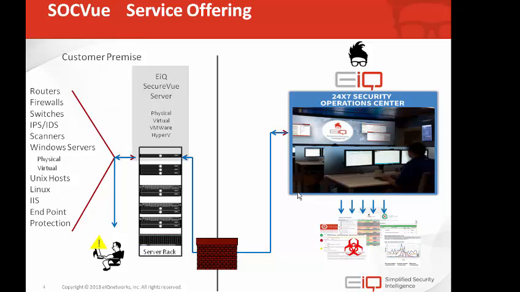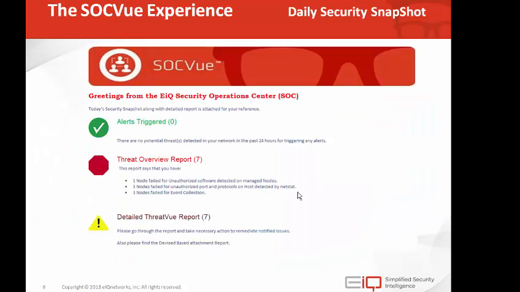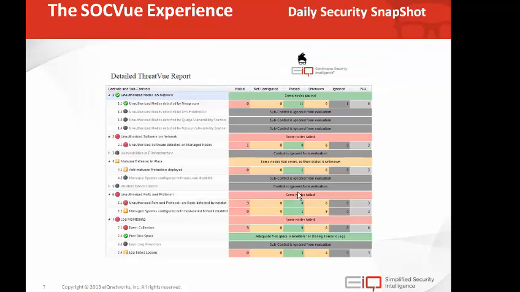So let's take a look at what some of these reports look like. We have a daily security snapshot where we highlight the alerts that have triggered over the previous 24 hours. We also look at the threat overview report and detailed threat view report, and this is the automation of the SANS critical security controls. Here's a snapshot also within the report from the threat view console, both within the application and delivered in your daily reports. And there's an in-depth YouTube video available on this. If you were to go to YouTube and search on EIQ and SANS critical controls, you'll find that video where we go into this in depth.